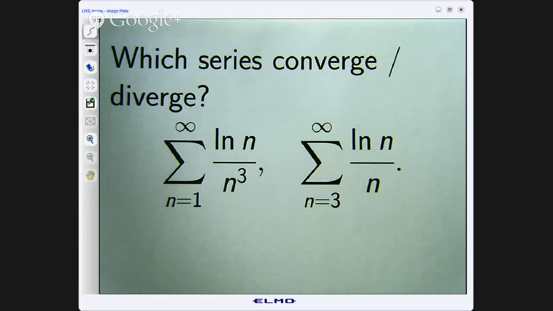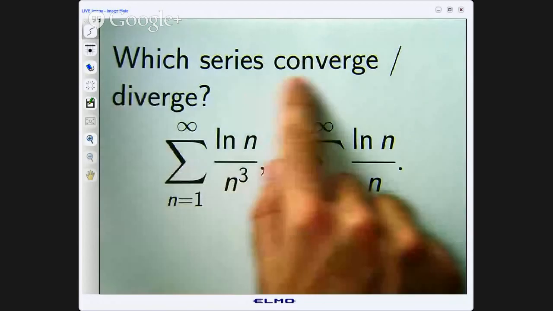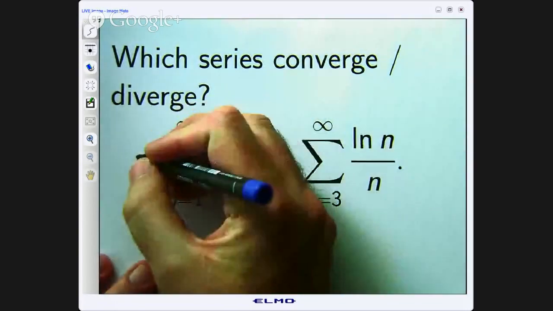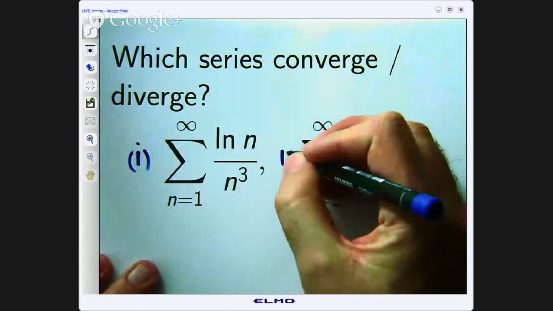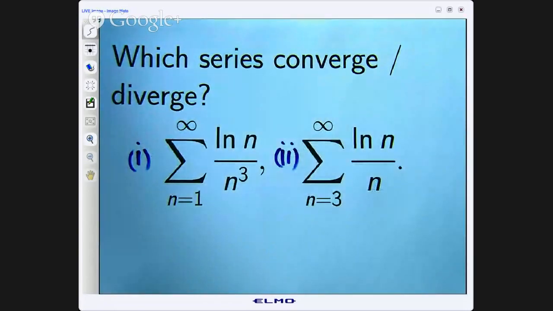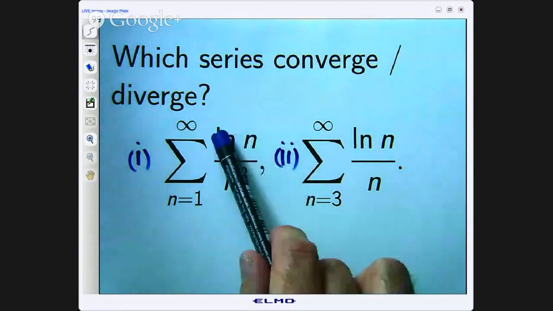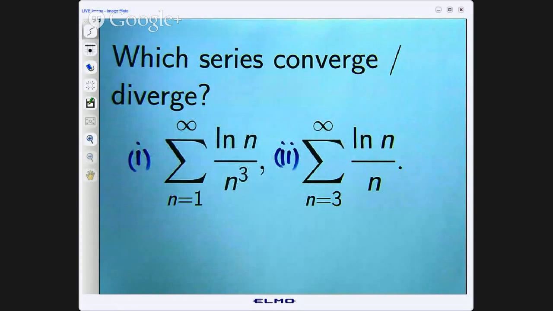Okay, so this is the example I'm going to discuss. Which of these series converge and which diverge? There's, say, a first infinite series and a second infinite series. They both involve the natural logarithm function. This ln means natural log to the base e.